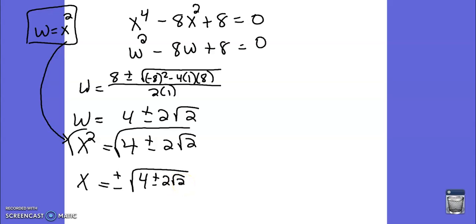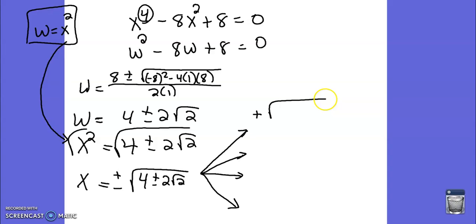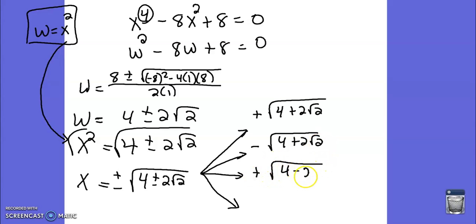So notice what this is. We have literally 4 different answers that we have to consider here, which we kind of knew because of the exponent. So we knew that there were 4 possible scenarios. We have a positive square root of 4 plus 2 square root of 2. We have a negative square root of 4 plus 2 square root of 2. We have a positive square root of 4 minus 2 square root of 2. And we have a negative square root of 4 minus 2 square root of 2. Those are all 4 different answers.